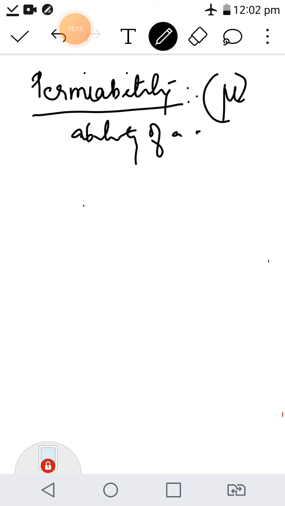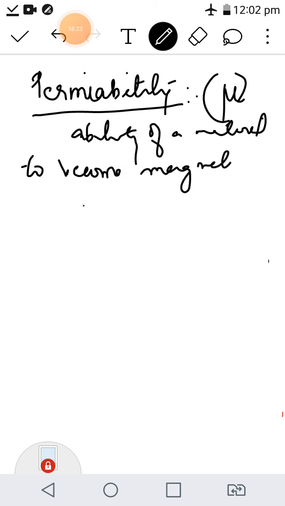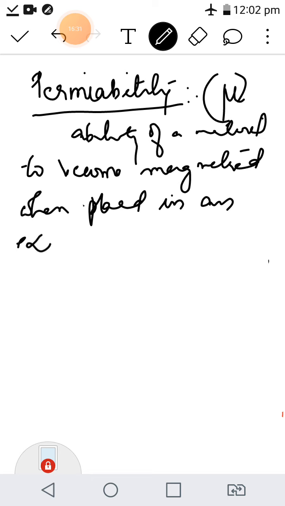Ability of a material or medium to become magnetized when placed in an external field is known as the permeability.